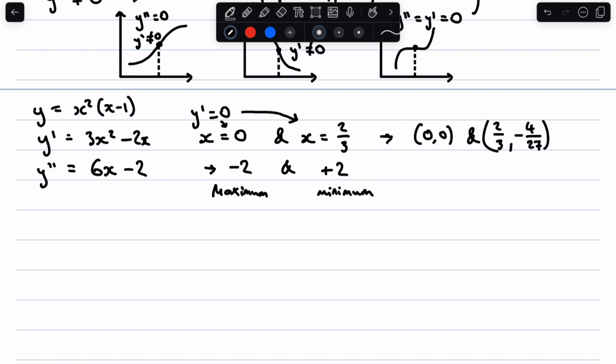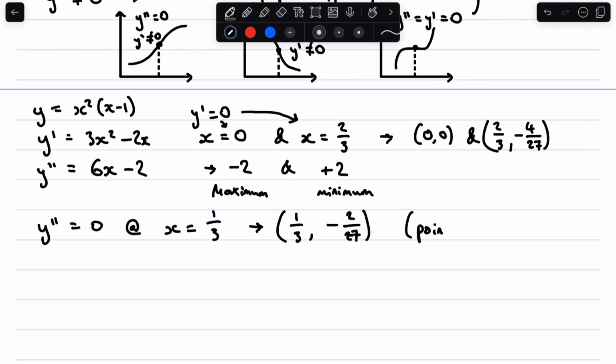And we can also find our point of inflection, so y double prime equals 0 at x equals 2/6, or 1/3, and that's for the point (1/3, -2/27). I should have said this is a point of inflection. With all this information of our coordinates and whether it's a maximum or minimum and point of inflection, we'll be able to draw our plot, and we'll go on to that in the next section, but I'll just show you the plot here now.